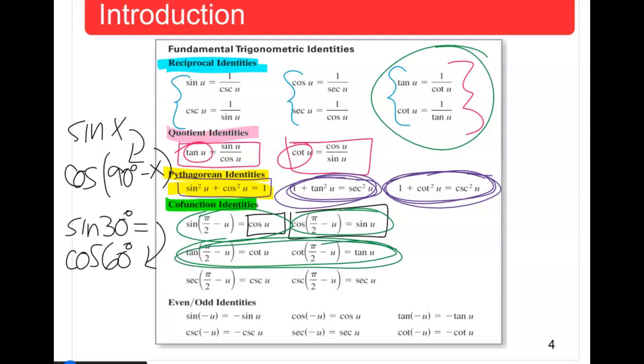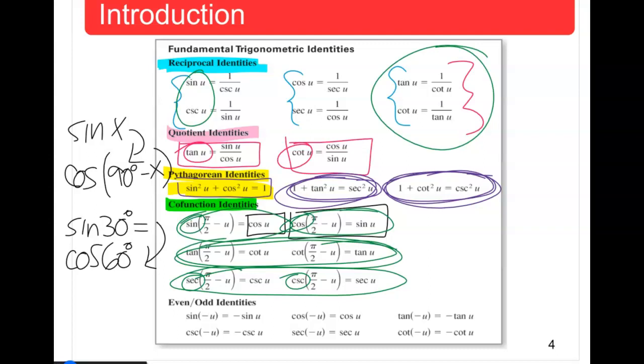Then we have secant goes with cosecant. And see, this is different from reciprocal, because for reciprocal, sine goes with cosecant. But for cofunction, secant and cosecant are the ones that go together, just like sine and cosine.